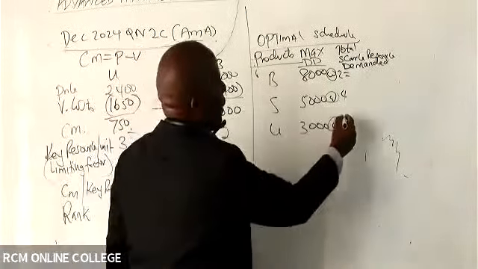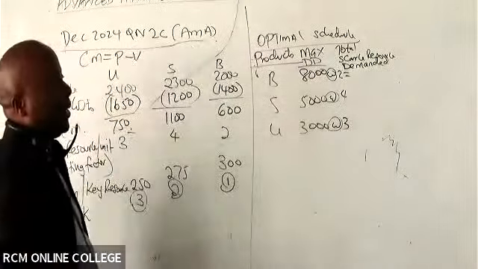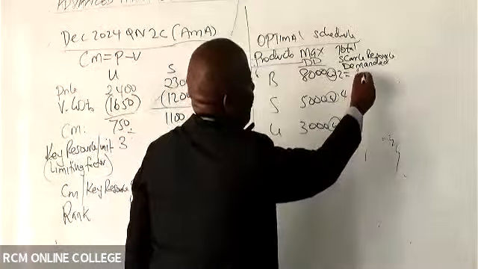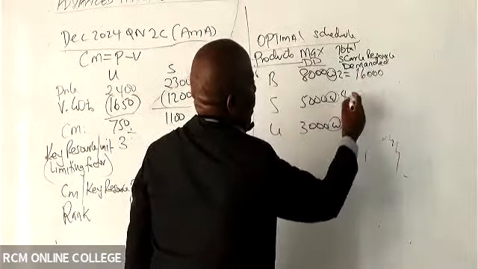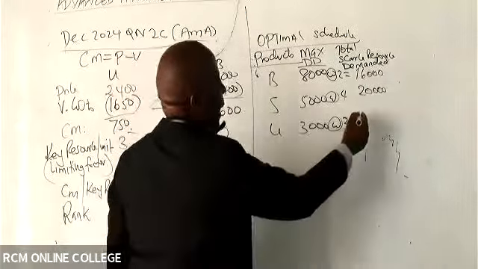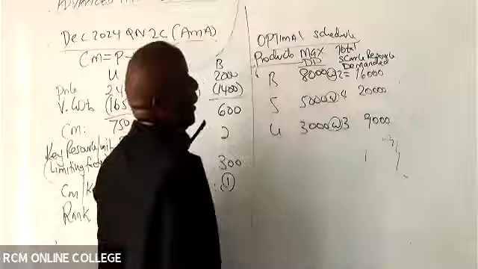So the total scarce resources that are demanded. Like now I can see here 8,000 times 2, 16,000. This will be 20,000. This will be 9,000 like that.